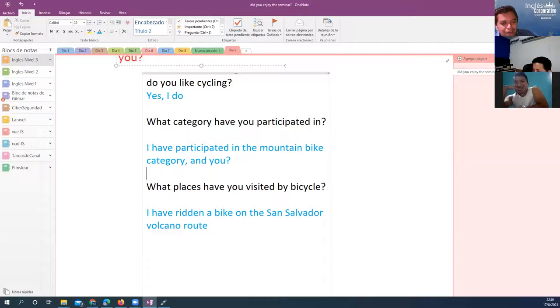I have ridden a bike on the San Salvador volcano road. Very good. Yes, you got it good. There you go. Have you been practicing that one? ¿La han estado practicando así? Sí. Excellent. Okay, I'm going to check another group and then we go to the main room, okay?